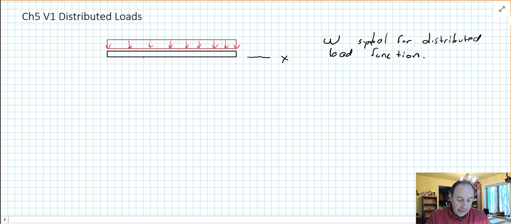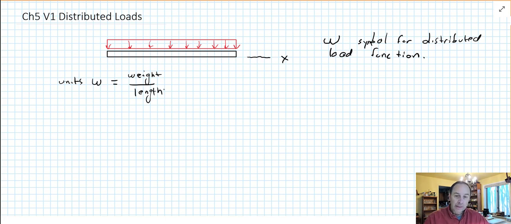So in this case, we're dealing with two dimensions. So W is a function of X. It changes as the X dimension changes. In this particular case, it doesn't change, but in general it does. So the units of W is always going to equal weight divided by length. All right, so in our example up here, weight as a function of X is constant.